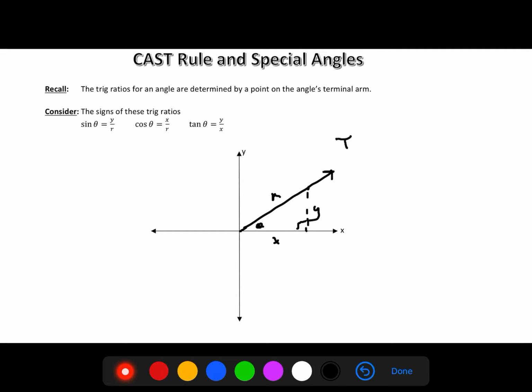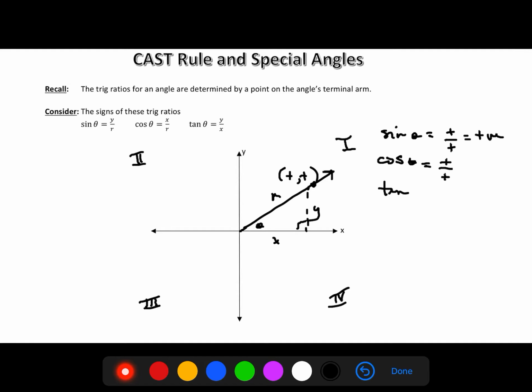What we want to take a closer look at is our quadrants. And remember, when we number our quadrants, we have quadrant 1, 2, 3, and 4. In quadrant 1, we know that we have a positive x value, positive y value. So if we look at our cosine, our sine, and our tangent ratios, sine of theta is going to be y over r. Both are positive values, means we get a positive value for sine. Both x and r are positive, so our cosine is positive. And our x and y are both positive, which means we get a positive tangent ratio.